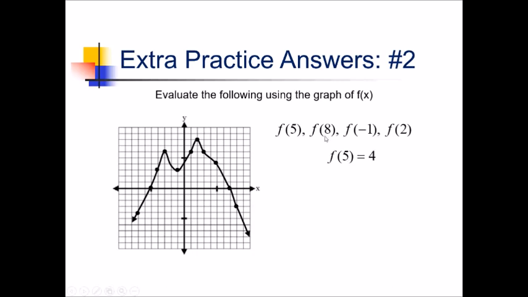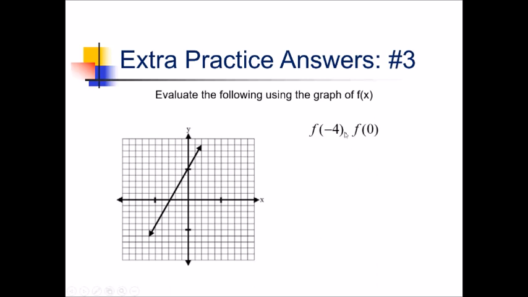Now if I look at the x value 8 a little further down, and look at where that is on the graph itself, that's -3 for the y value. f of -1, so that's the x value -1, and on the graph it looks like the y value there is 3. And then finally, f of 2, we're all the way up here with a y value of about 8.